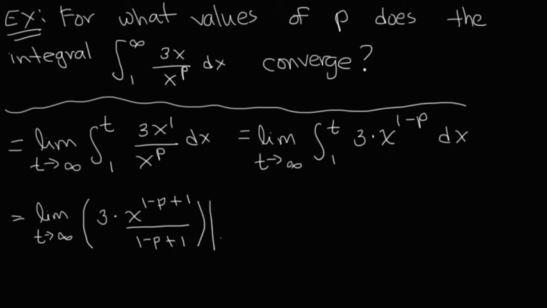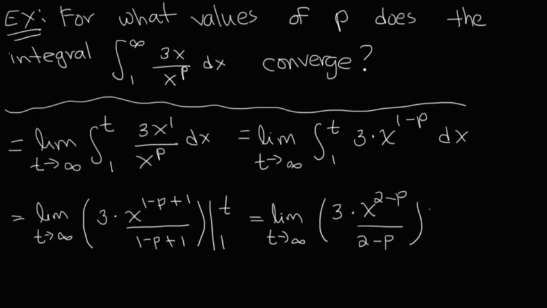Okay, this is being evaluated from 1 to t. Just going to simplify it a little bit to see if we can do something about that. So I get 3x to that. Now it's 1 minus p plus 1, so I'm just collecting like terms to get x to the 2 minus p all over 2 minus p. And again, we're evaluating from 1 to t. Okay, so then we're going to sub in the values for our bounds, and then at the end, split it into cases so that we can evaluate the limit.